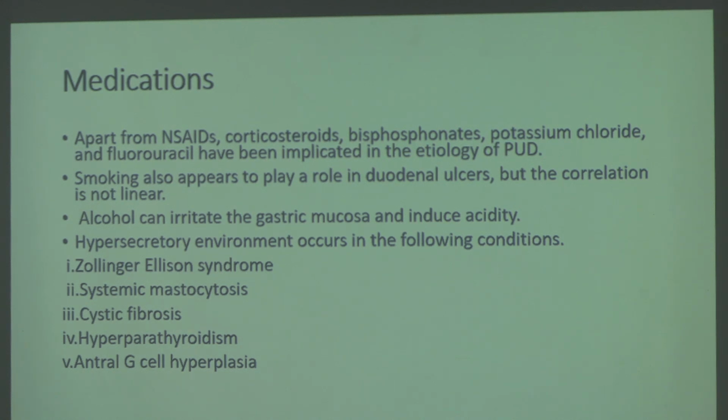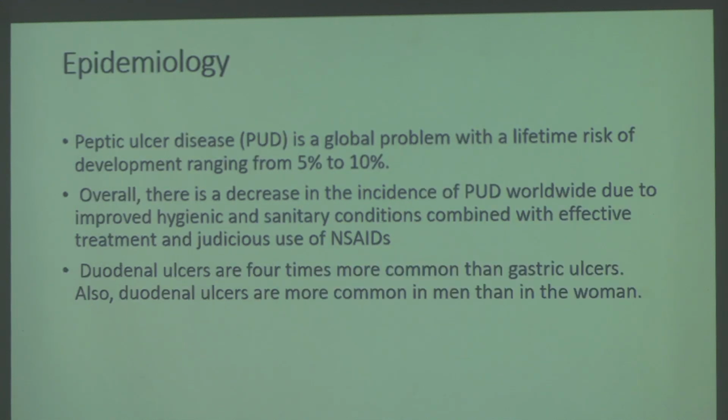What are the other drugs that may cause it? Corticosteroid, you remember, NSAID, you remember. Alright. What is the epidemiology? How many people are suffering from peptic ulcer disease in the society? You see that it is not that uncommon. It is near about 5 to 10% lifetime suffering, a global problem, not only in India.